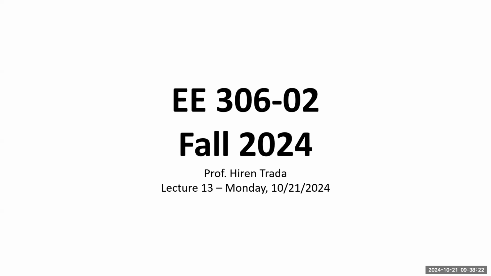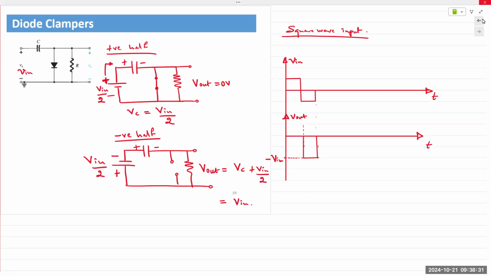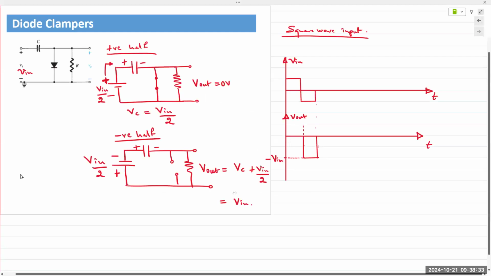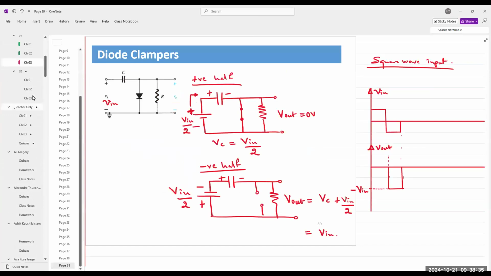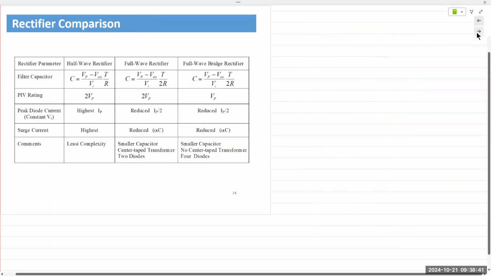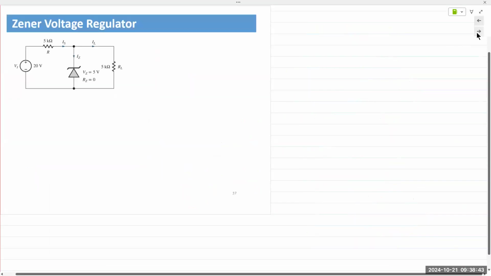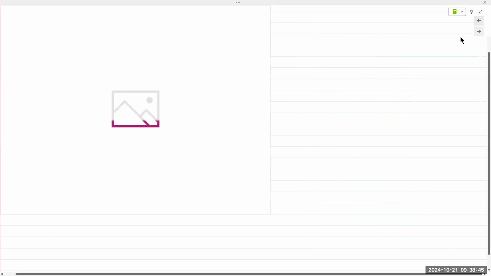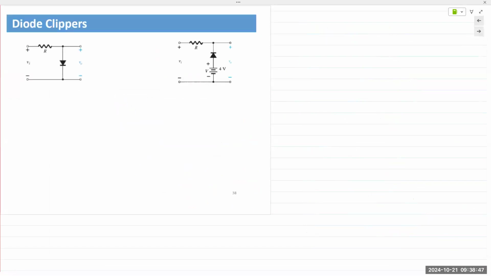Okay, so let's go to the class notebook, and I want to finish up clippers and clampers today. Okay, clipper circuits.